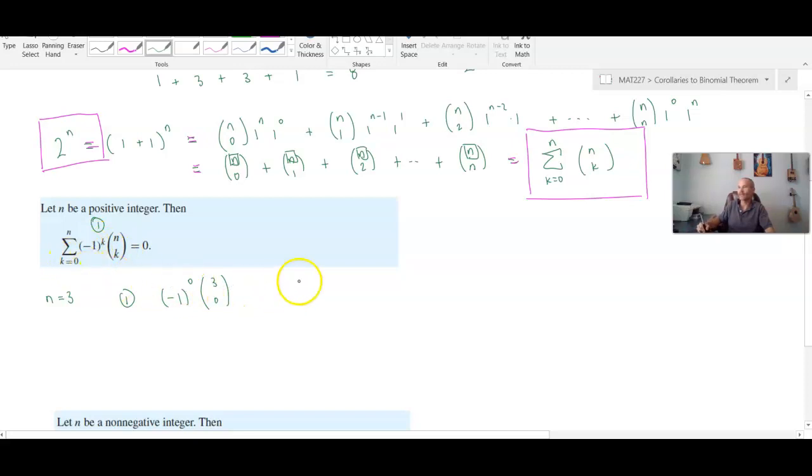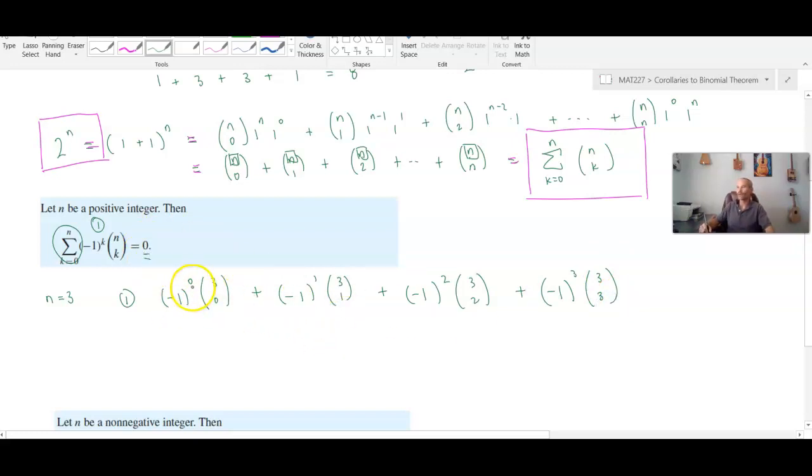Our index starts at k equals 0. We're going to add to that because we're summing the next term, which would be -1 to the first, 3 choose 1, plus we'll have -1 squared, 3 choose 2, and our final term would be -1 to the third, 3 choose 3. Okay, now we're claiming that this is going to equal 0 if I add these together.